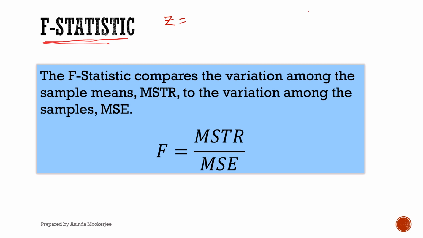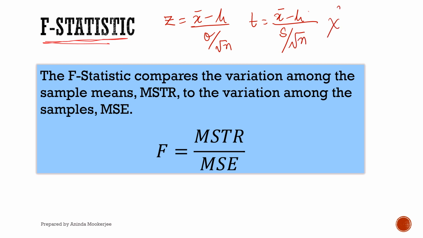The Z test statistic was x bar minus mu over sigma divided by square root of n. For the t value, it was x bar minus mu over s divided by square root of n. And for the chi-squared distribution, the formula was the sum of o minus e whole squared divided by e, correct? So for the F statistic, the formula is MSTR divided by MSE.